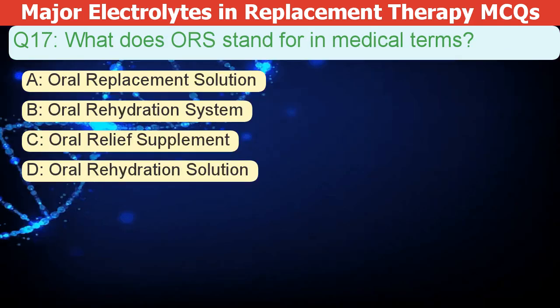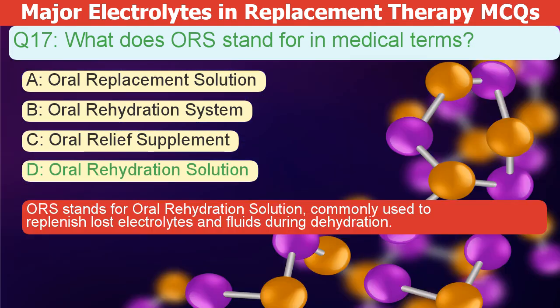What does OS stand for in medical terms? A. Oral replacement solution. B. Oral rehydration system. C. Oral relief supplement. D. Oral rehydration solution. The correct answer is D. OS stands for oral rehydration solution, commonly used to replenish lost electrolytes and fluids during dehydration.